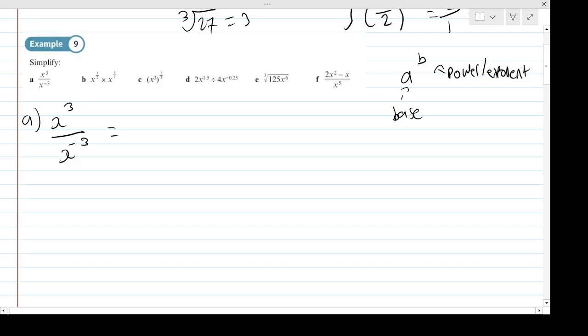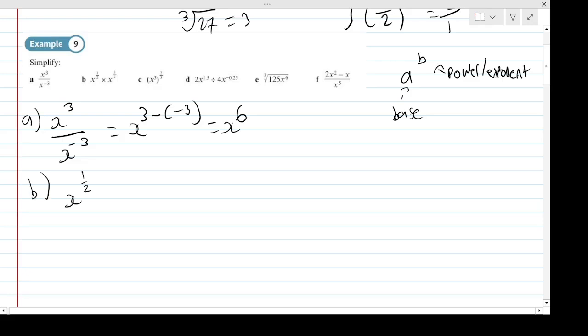So we have the same base, which is x, but different powers. If we're dividing in this way, remember, we subtract the powers. So we're going to have x to the 3 minus, and then we have a minus 3, okay? But then if we have minus minus, that turns into a positive. So that'd be x to the 3 plus 3, which would be x to the 6. And that would be your simplified answer. Okay, let's have a look at part B.